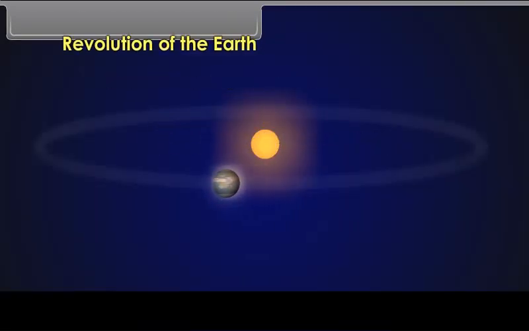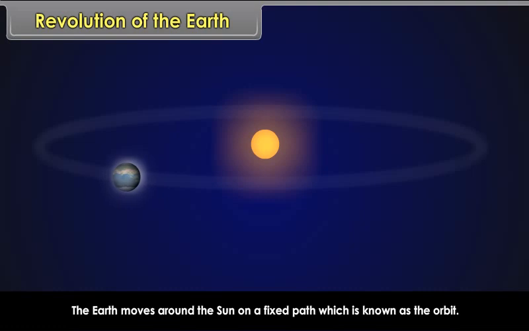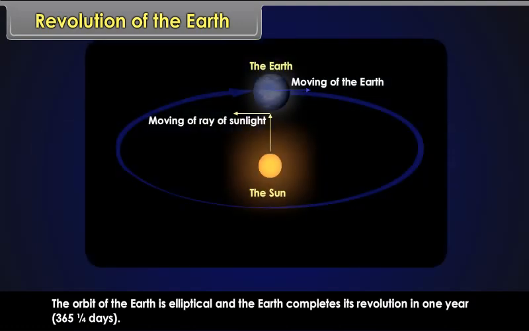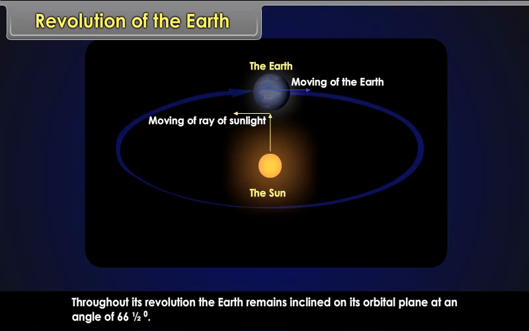Revolution of the earth. The earth moves around the sun on a fixed path, which is known as the orbit. The orbit of the earth is elliptical and the earth completes its revolution in 1 year, 365 1/4 days. Throughout its revolution, the earth remains inclined on its orbital plane at an angle of 66.5 degrees.